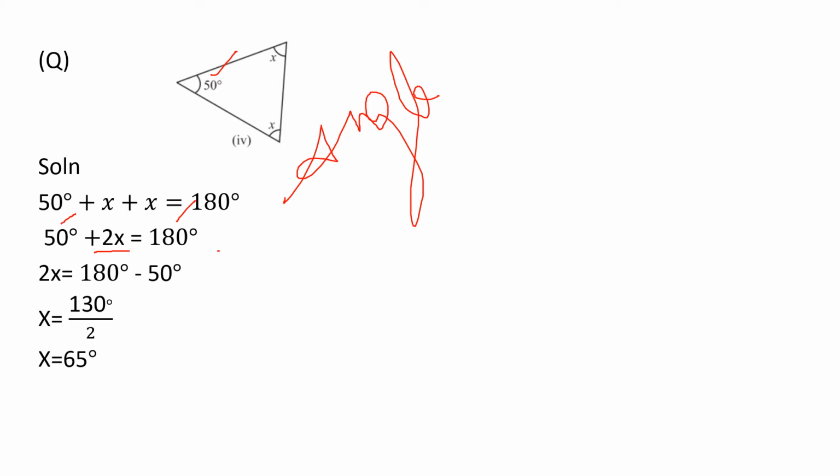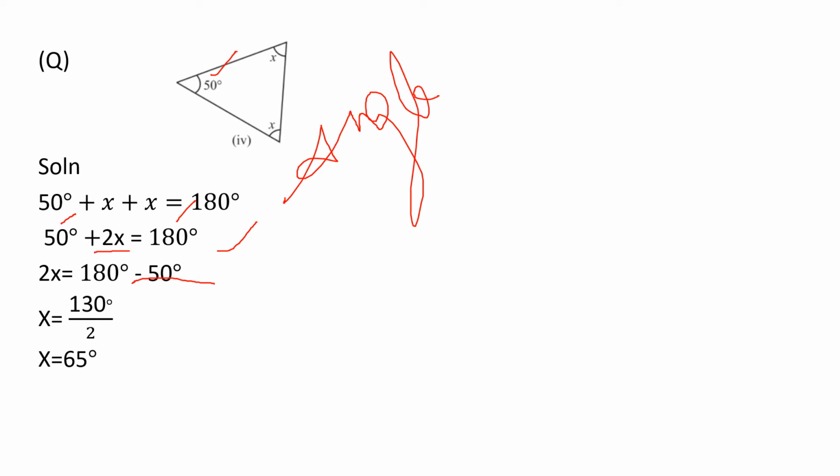50 degree plus 2x is equal to 180 degree is an equation. Now bring all the constant term to one side. So 2x is equal to 180 degree. When 50 degree comes to the right hand side, it becomes minus 50 degree. Now 180 minus 50, you all know 130 degree, right?